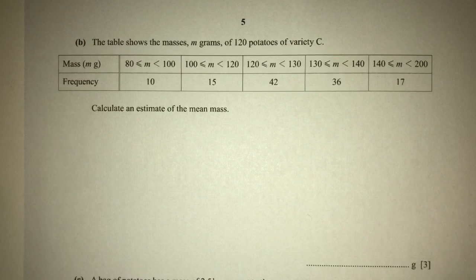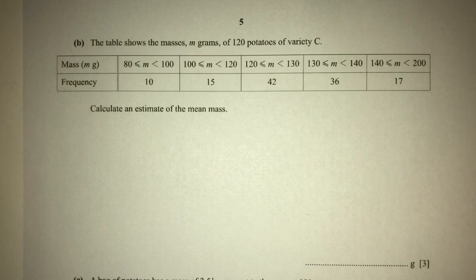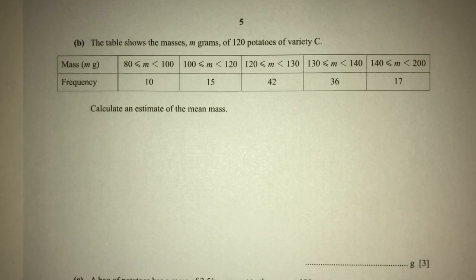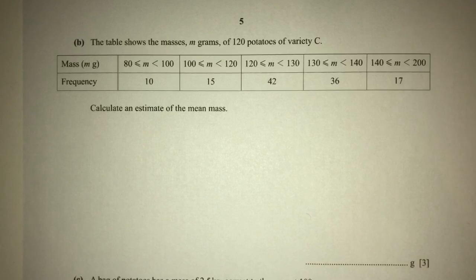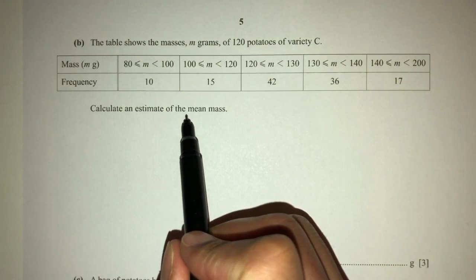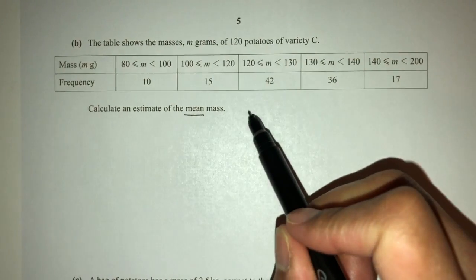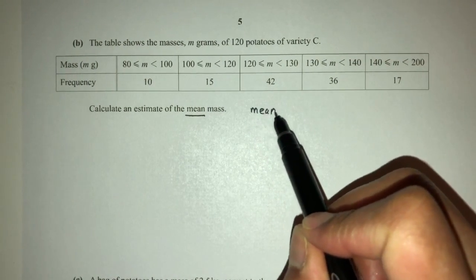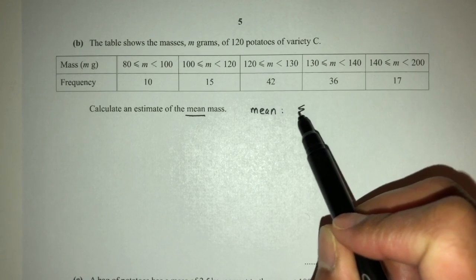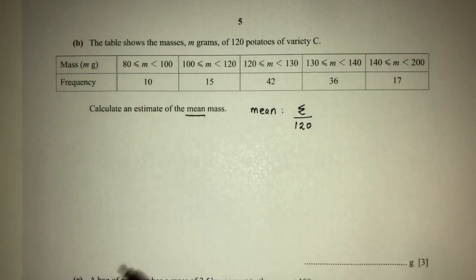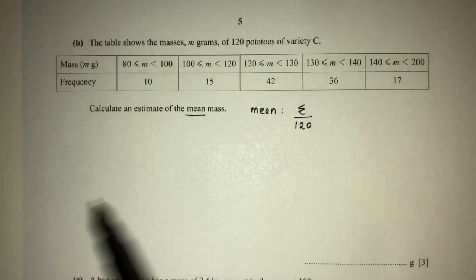Now for part B, the table shows the masses M of 120 potatoes. Now we have a variety C, third kind now. Calculate an estimate for the mean mass. Now, to find the mean mass, we have to use the formula. So not really a formula, but as you can see, mean mass is the summation divided by the number of potatoes. So pretty easy. Let me try this here.